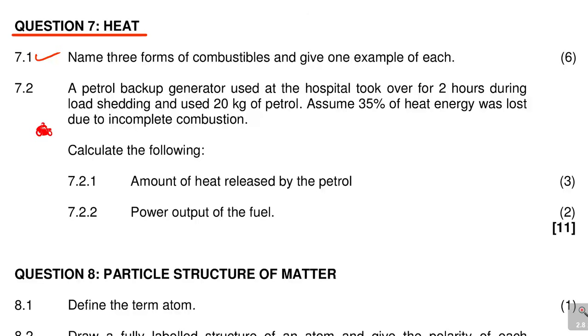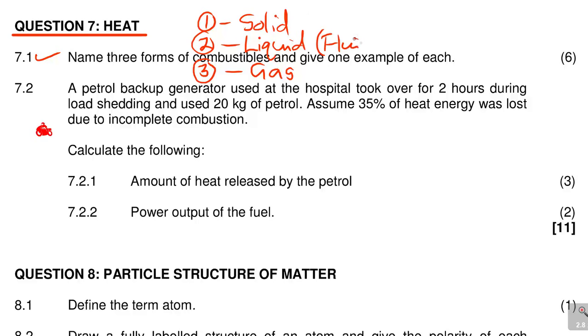I'm just going to answer it here. The 3 forms: the first one is solid, the second one is liquid. I think you know the 3 forms, the states of matter. That is a common question: the 3 states of matter are the solid, the liquid, and the gas. Sometimes for the liquid, they usually use the word fluid. So these are the fluids in this case.